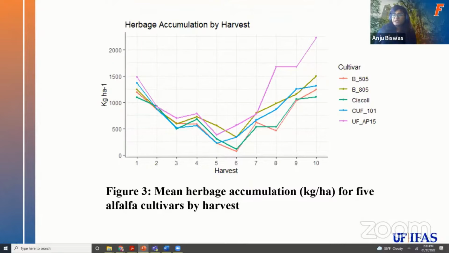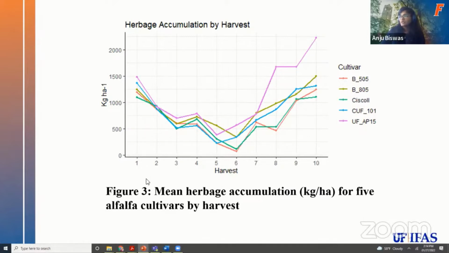So the previous slide was across harvests, but this one is by harvest. You can see a similar pattern if you remember the first figure I showed you in the introduction part. Their production is different at different time points. So they are not behaving the same throughout the year.